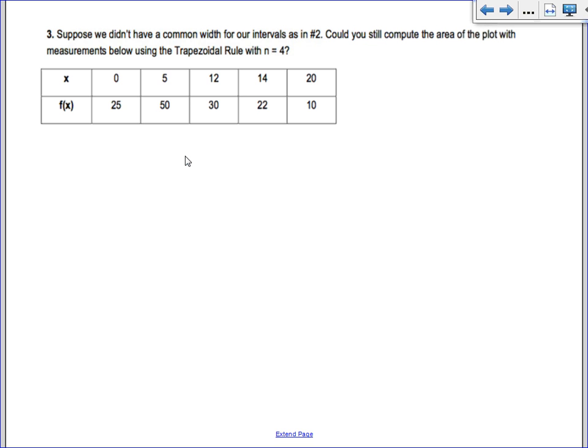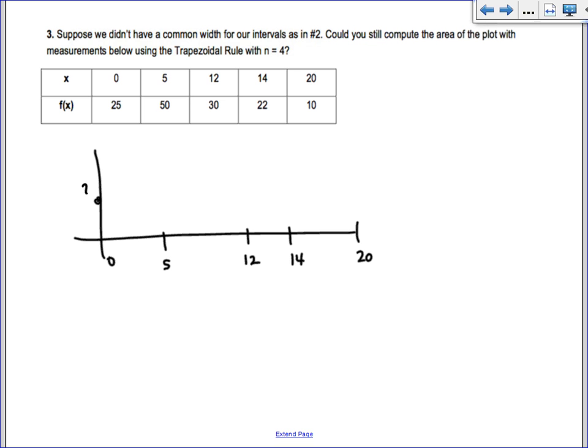Okay, so if we have n equals 4, again, if you need to sketch this out, go for it. I am not judging you. If it takes you less time, if you draw a sketch, that is fine. It doesn't have to be perfect. 25, 50, 30, 22, and 10. But if it helps you visualize these different trapezoids, then it's worth the extra 20 seconds it took to sketch that, right? So we sketch it.